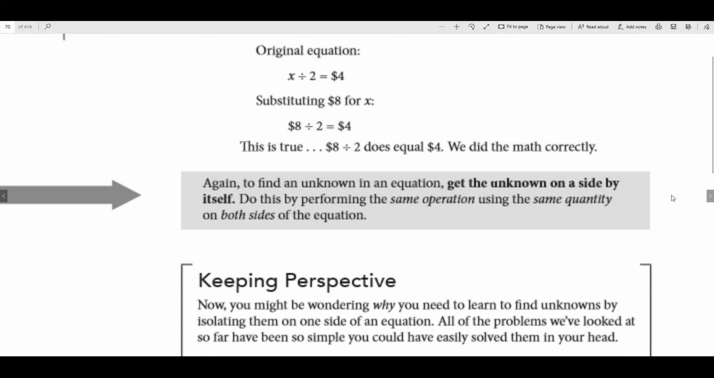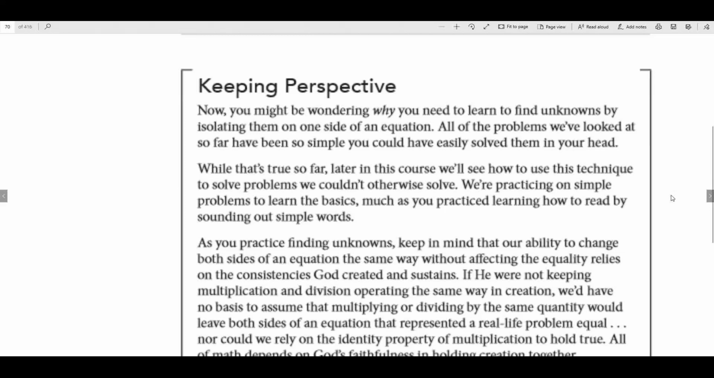So to find an unknown in an equation, get the unknown on a side by itself. Do this by performing the same operation using the same quantity on both sides of the equation. Same thing we did yesterday, except it's multiplication and division, so don't let it confuse you.